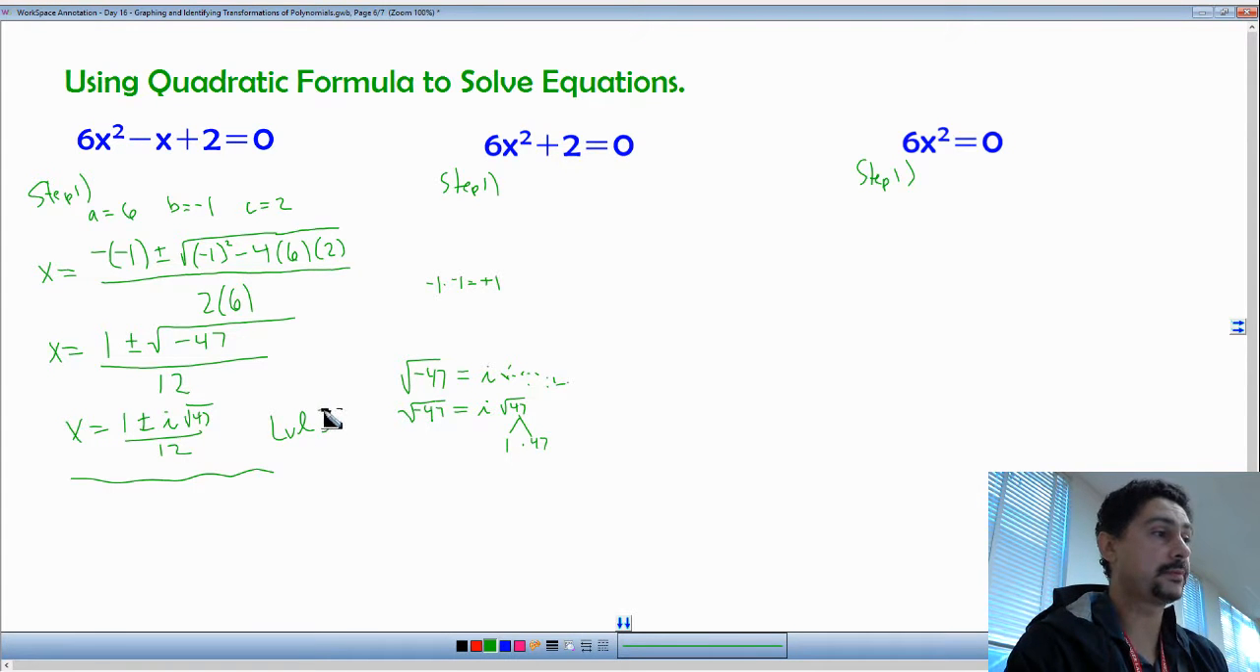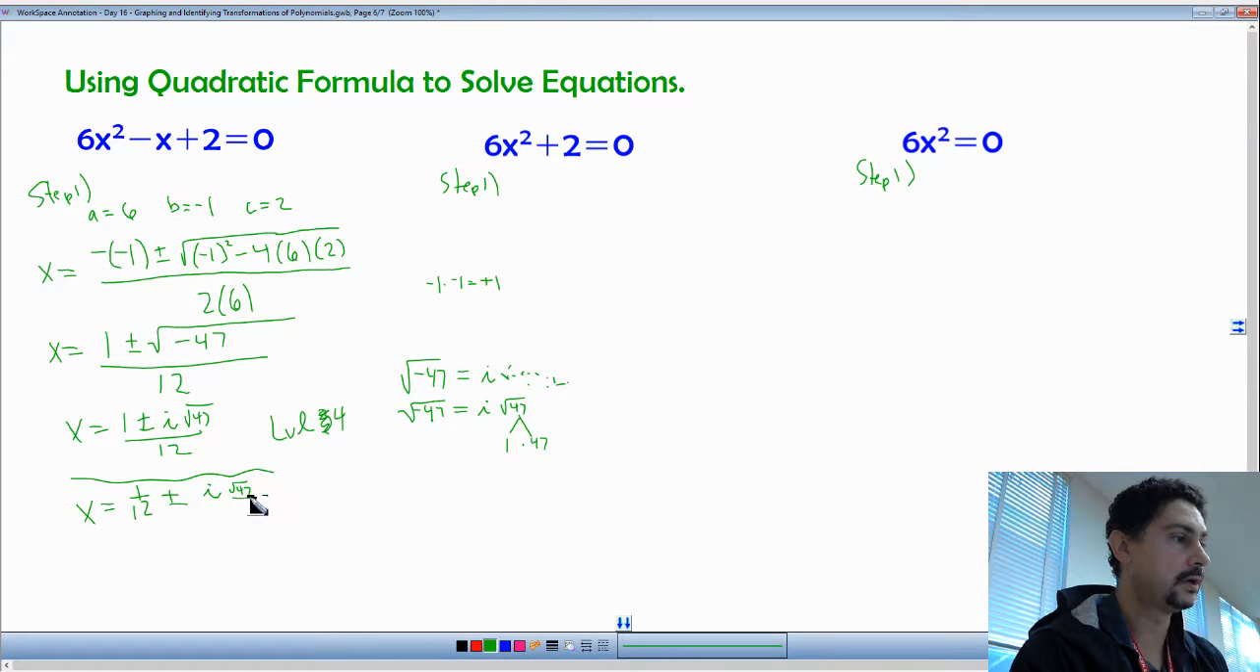So now this level 3 problem has just become a level 4 problem, because this is the best we can do. The secondary best you could write is this. Sometimes they write it like this: x equals 1 over 12 plus or minus i times the square root of 47 all divided by 12. And we usually keep the i part.